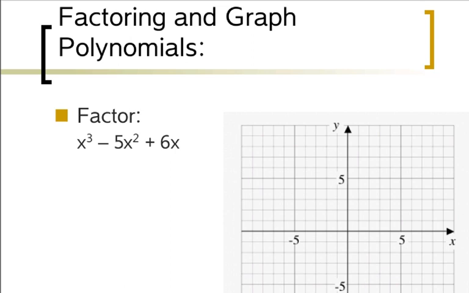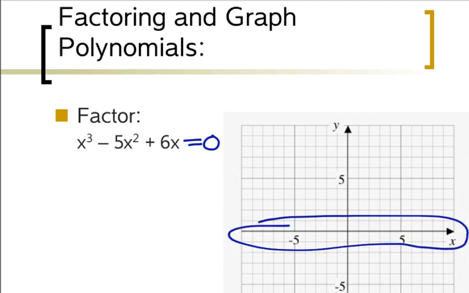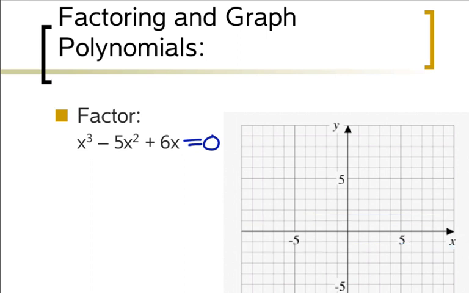So what we need to do is set it equal to 0, because we want to know when this graph will actually be on the x-axis, and that is when the y values will be 0. So we set it equal to 0 and factor. Well, they all have a common factor of x, so we can factor out an x, and then we'd be left with x squared minus 5x, plus 6.